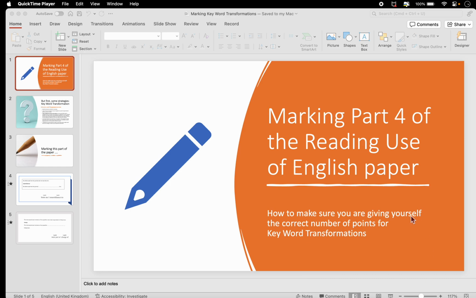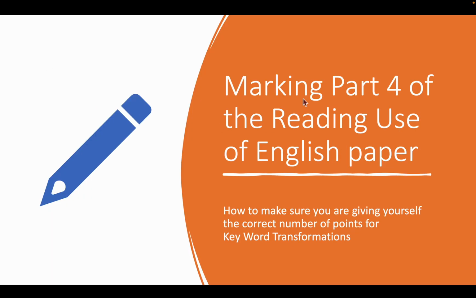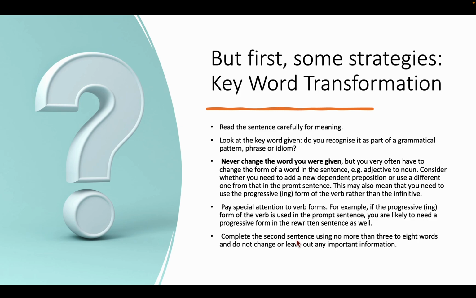Hello everyone, and welcome to this walkthrough in which I will explain how to go about marking part 4 of the Reading Use of English paper as part of the CPE exam, Cambridge Proficiency. I'm making this video because I want to make sure that you are giving yourself the correct number of points for part 4, otherwise known as keyword transformations.